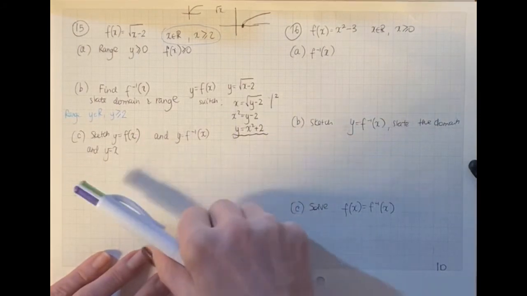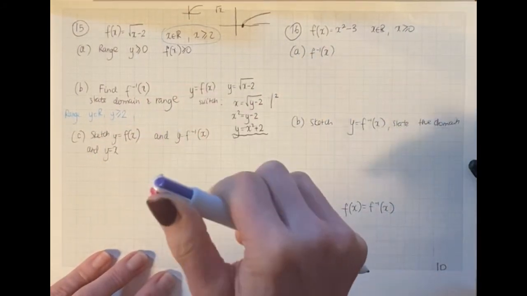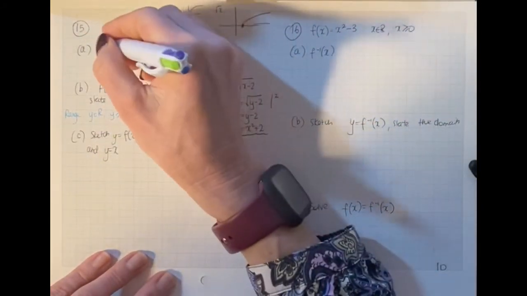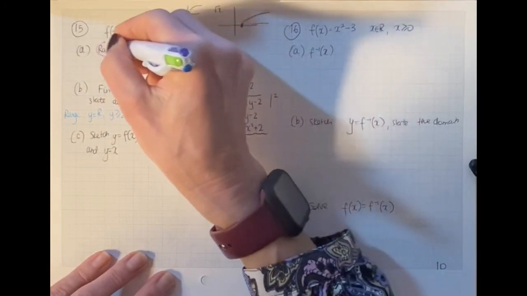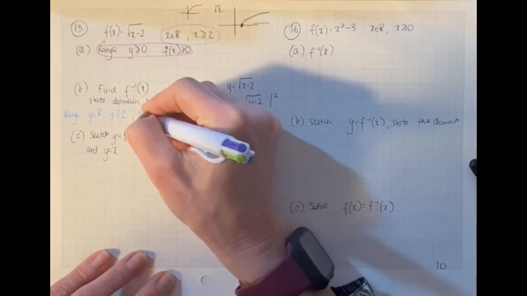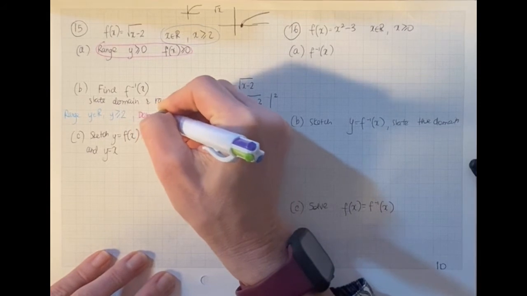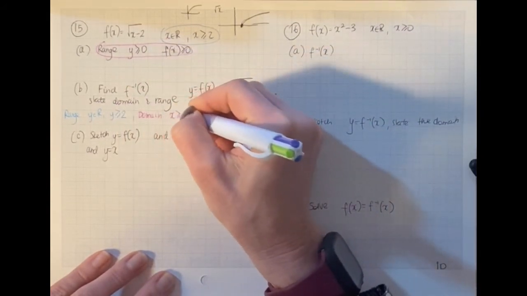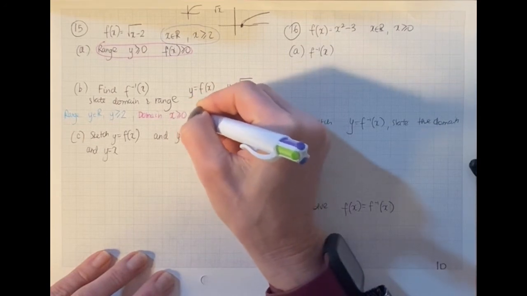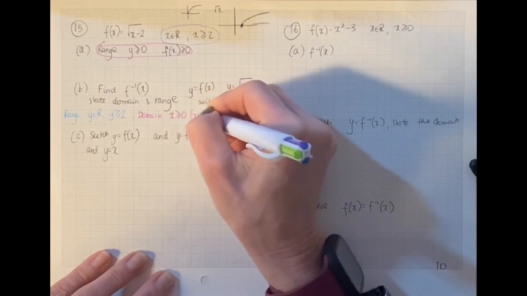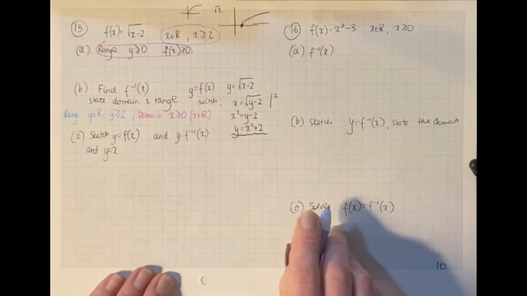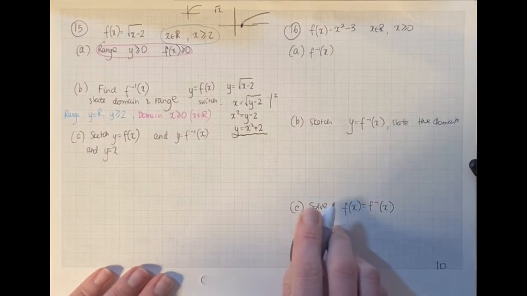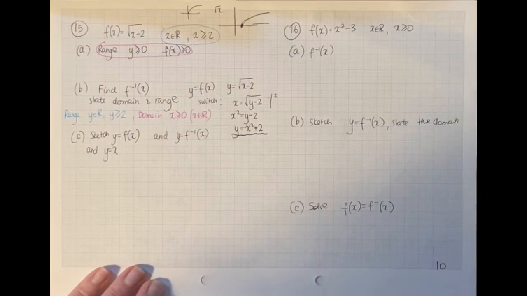And the domain is easy as well because we've done part A where we found the range of the original function. So the domain will be, remember, your y's now become x's. X is greater or equal to 0. Obviously, x belongs to real values is also true. Now we are asked to sketch both functions.